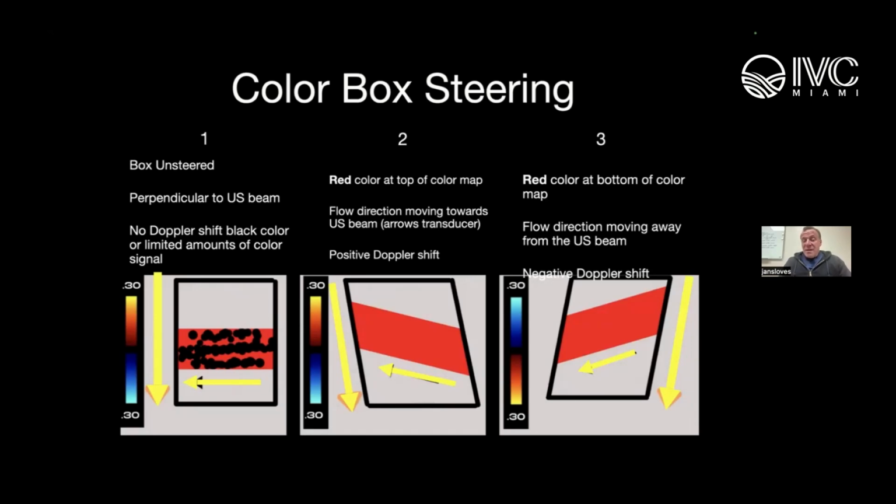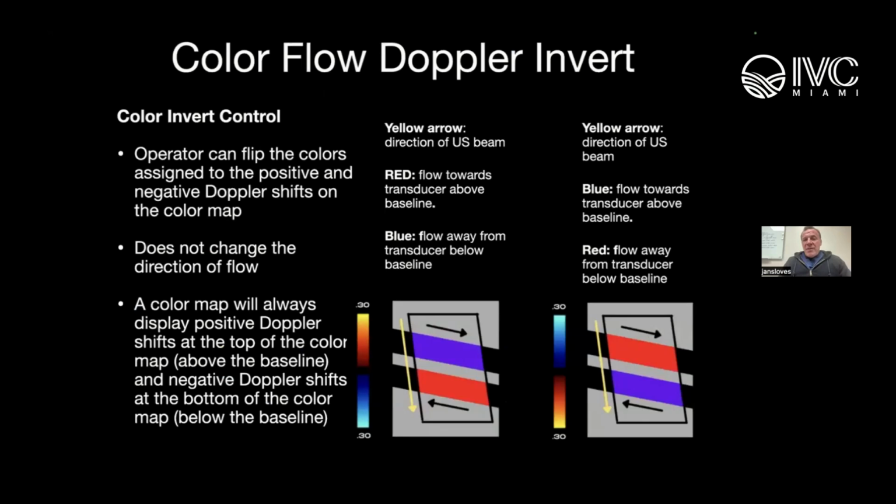And as the operator of the ultrasound system, we have the ability to make these changes, based on what we're seeing when we're doing these clinical examinations. Now let's talk about color flow Doppler and the invert button. So certainly when you're doing this, the operator can flip the colors assigned to the positive and negative Doppler shifts on the color map. And this does not change the direction of flow. A color map will always display positive Doppler shifts on the top of the color map, above the baseline, and a negative Doppler shift on the bottom of the color map below.